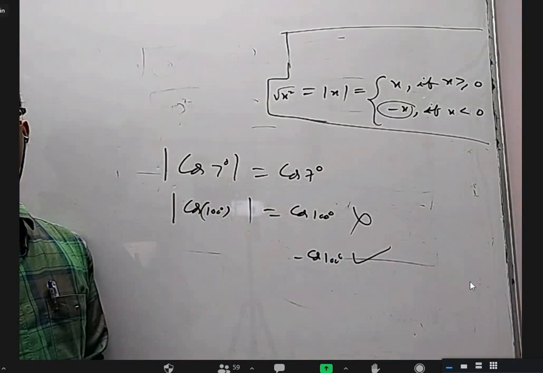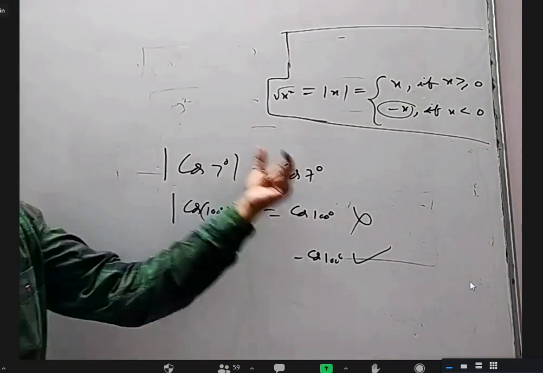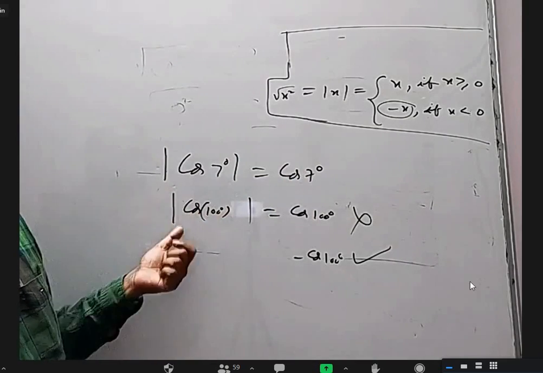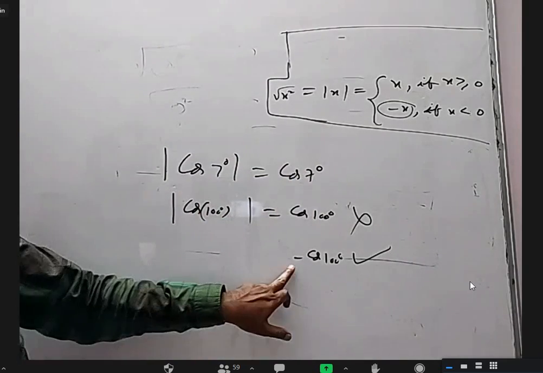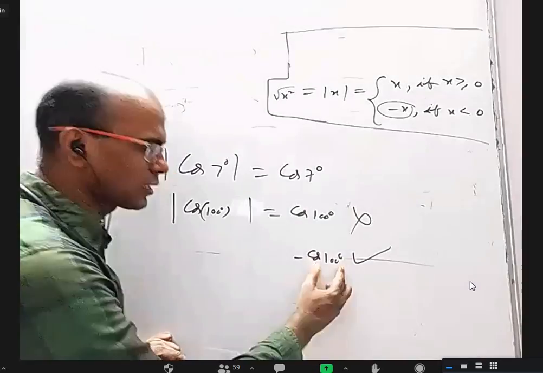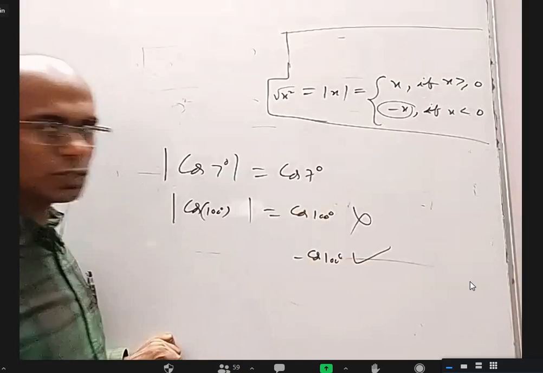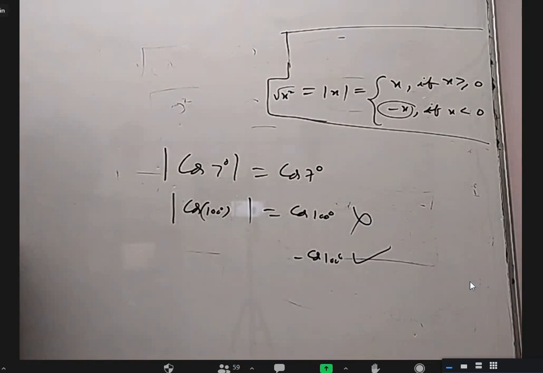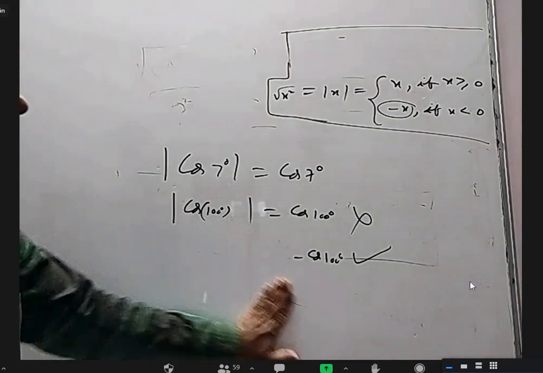So when the inner part is positive, write it as it is. If the inner part is negative, if you want mod of that, you have to put a minus. One may say, how can the answer be minus? No, actually the answer is positive, because cos 100 is negative, and when you multiply with minus, it actually becomes positive. Is it okay? Yes, sir.